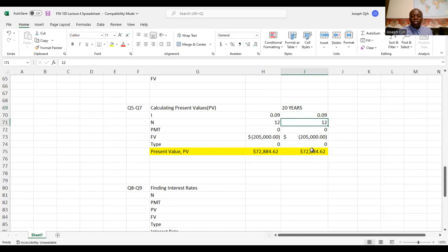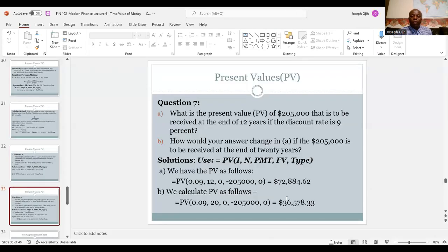Now I want you to watch this answer here. Change it to 20. It will calculate it for you. Say $36,503.33. So if you go there, you can see that it's right there. So that's the present value for the investment.